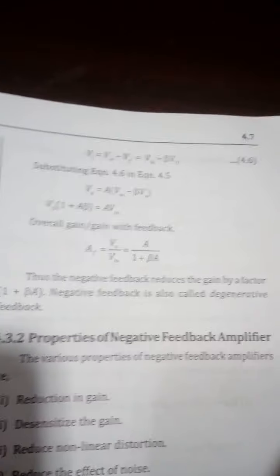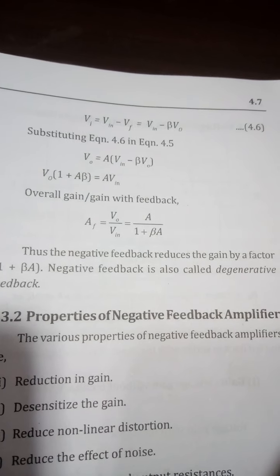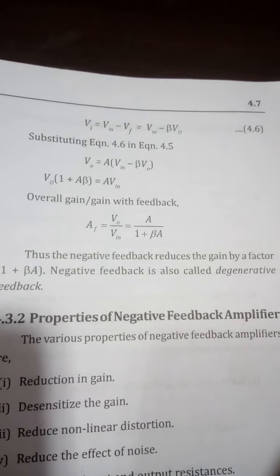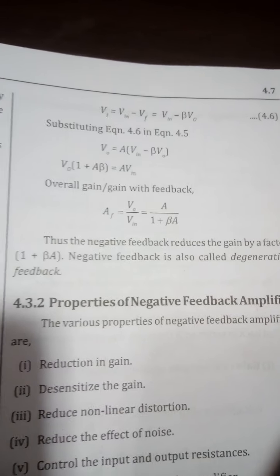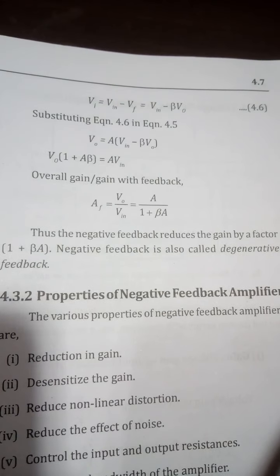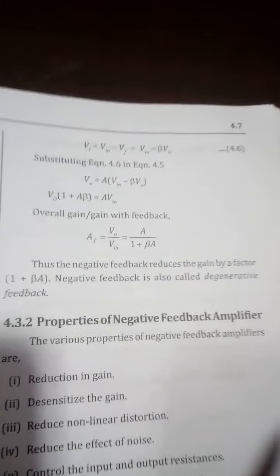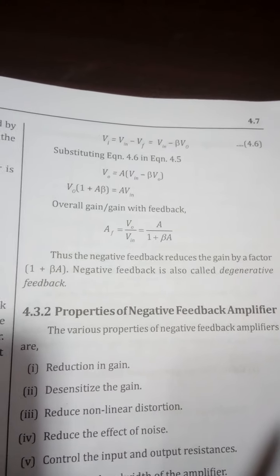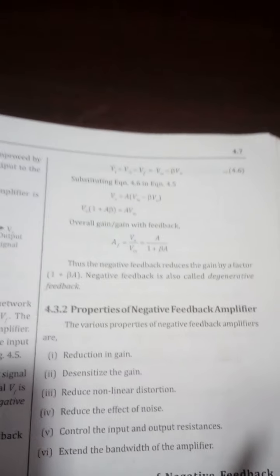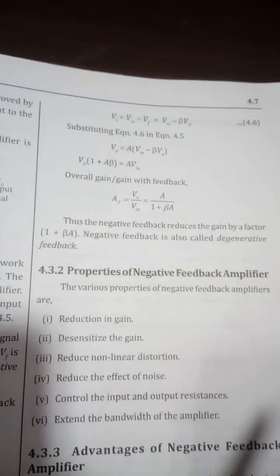If you substitute in the above equation, you get V naught is equal to A into Vin minus beta V naught. V naught into 1 plus A beta is equal to A Vin. The overall gain with feedback, you get it as AF is equal to V naught by Vin, which is equal to A by 1 plus beta A. So this is for the negative feedback. It reduces the gain by a factor of 1 plus beta A. And this negative feedback is also called degenerative feedback.